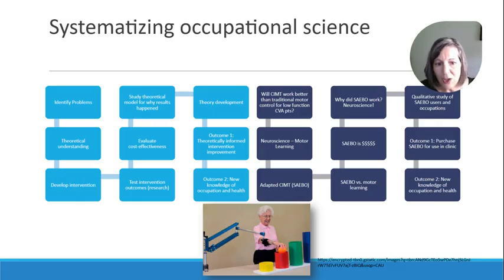So the steps are, first we're going to identify what occupational problems our individual is having. We're going to compare that to our theoretical understanding, and that might be a theoretical understanding of neuroscience or development or biomechanics, or what we know about occupation. What's the theoretical understanding that we have of the importance of occupation? We're then going to develop an intervention that looks at those aspects. What are the problems our client is having, and what do we know from theory that works to help people get better?